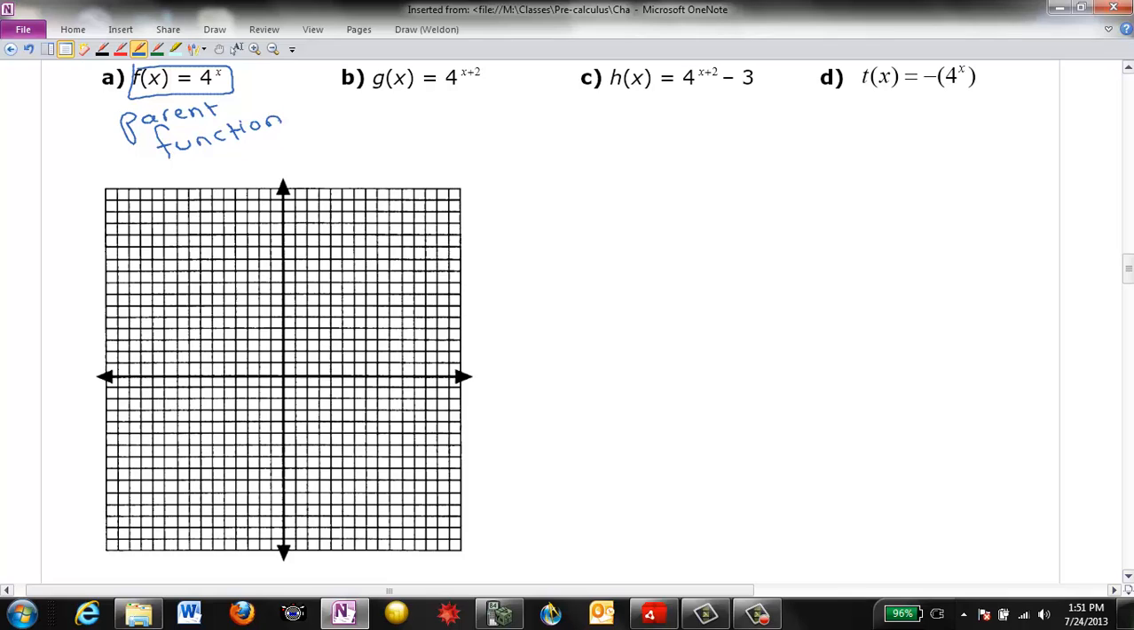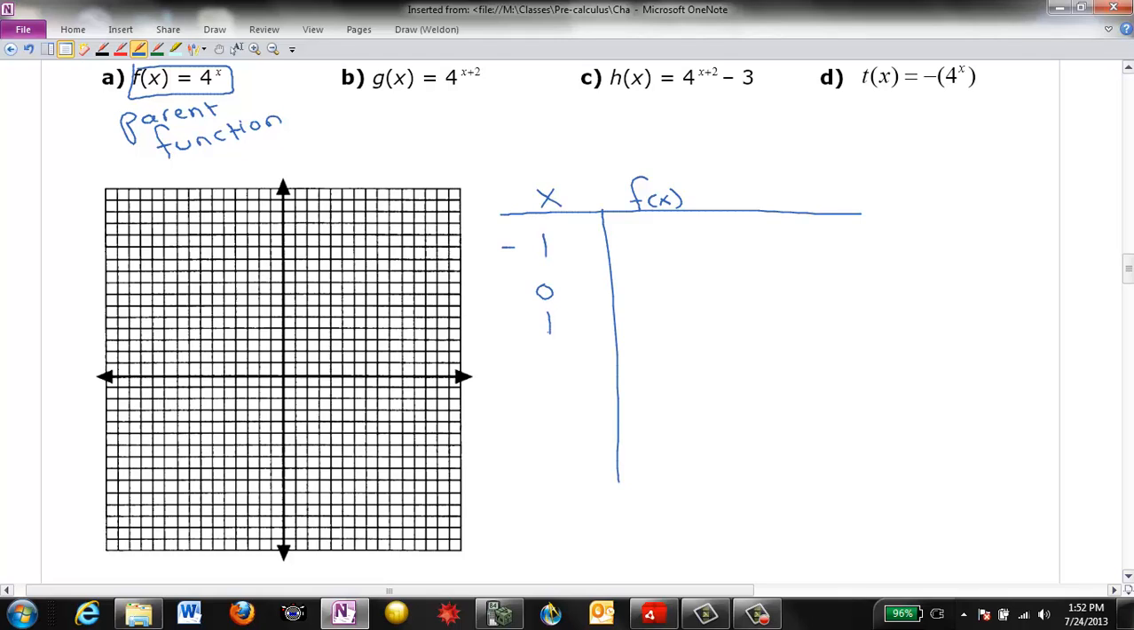Okay, so we're going to start with 4 to the x. And what I'm going to do is create a table over here, say x, and then we'll say we have f of x, and I'm going to pick a couple of points. It doesn't really matter what points you pick, just pick 3 good points. If you really want to, we can pick -1, 0, and 1 as 3 points to work with here, and we'll plot those points and see what happens to our curves as we perform the transformations indicated in B, C, and D.